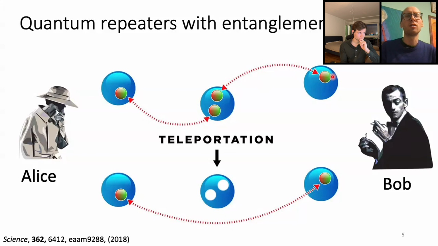So let's say Alice generates entanglement between her memory and the photon, and she tries to send the photon towards the middle station.